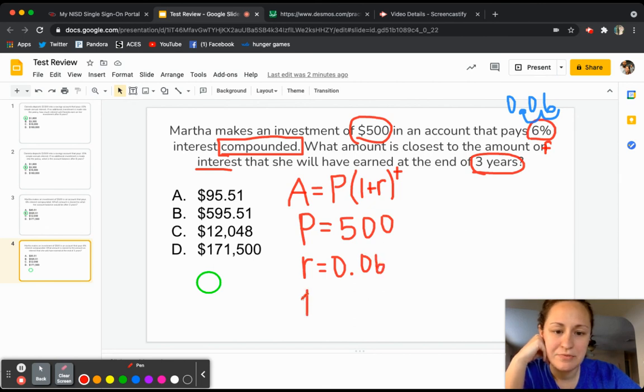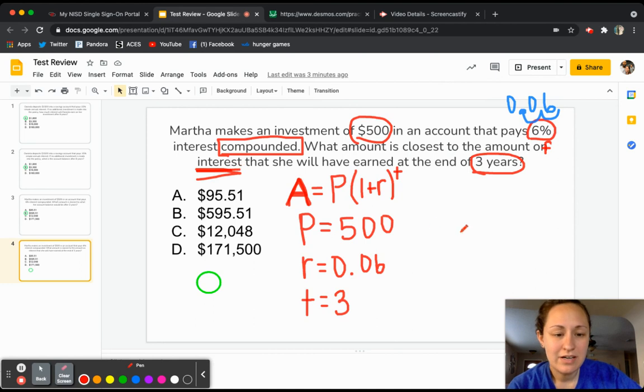All right, so our interest rate was 0.06. And then our time was 3 years. So once again, we're just laying out all of our information, which makes everything so much easier. So for compound interest, we have our formula, we have our principal, our interest rate, and our time. But we need to reread our question just to make sure we really know what they're asking for. It says, what amount is closest to the amount of interest that she will have earned at the end of 3 years? Well, just like we talked about on our last slide, this A is talking about our final account balance. But our question is asking about interest.